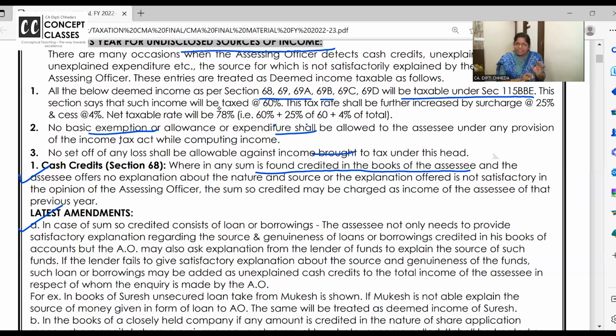I'm not showing cash credit entries. I'm showing a loan taken from Ronak. But if Ronak is not able to explain the source, that is added in mine. Clear to all of you?